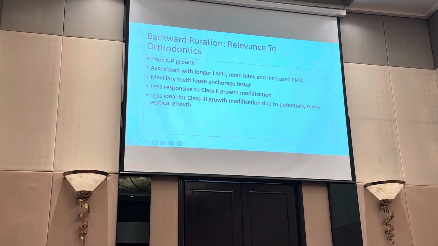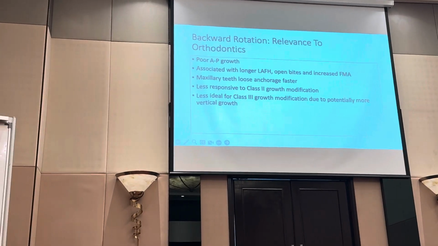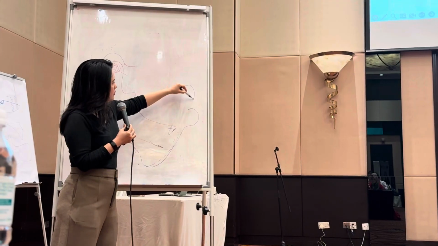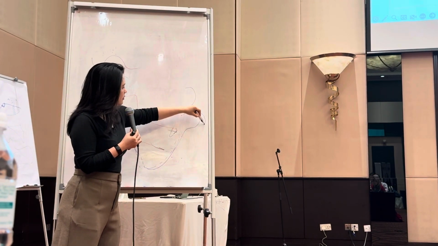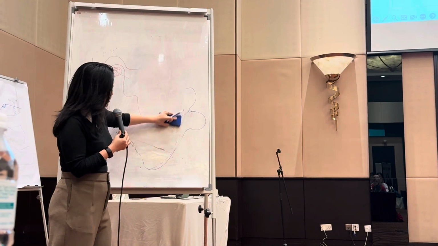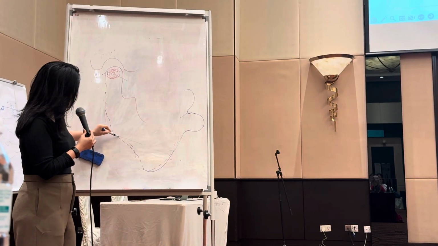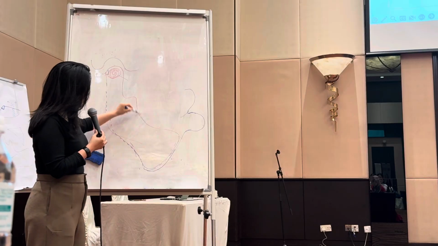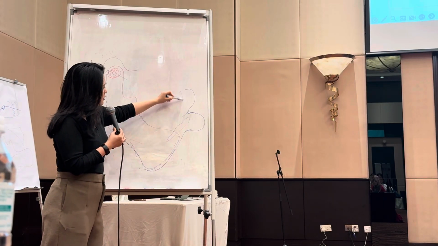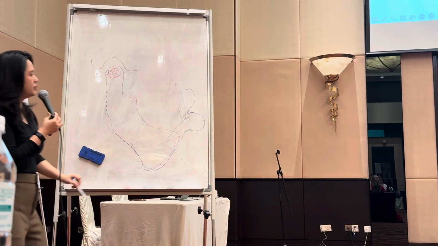Now again, for class 3 patients, it's good and bad actually. If you ask me, with backward growth rotation, some patients are class 3 but very mild class 3. And you have downward backward growth. What happens is that if you have a patient like this, sometimes they do develop into a class 3.